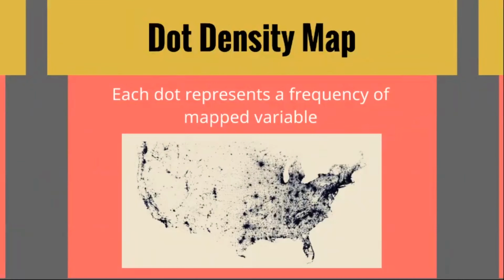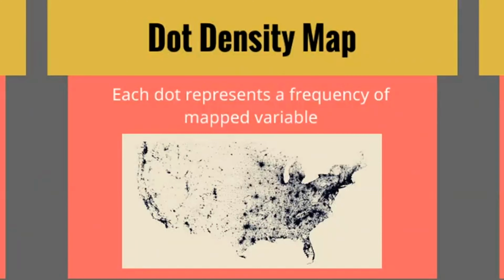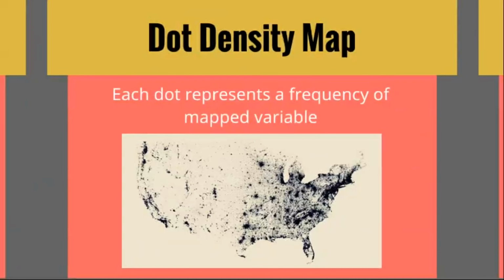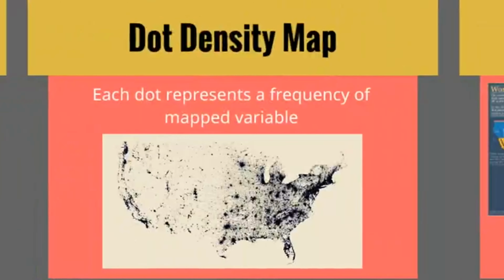A dot density map uses a dot to represent the frequency of a mapped variable. So this is a population map of the United States. It looks a little weird because everything is darker on the East Coast, but that's the much more populated area of the United States. So a dot density map helps you to see how much of something there is. So sometimes people will use this to do population or talk about where businesses are or fans of a certain school. There are all sorts of different things you can show with a dot density map.